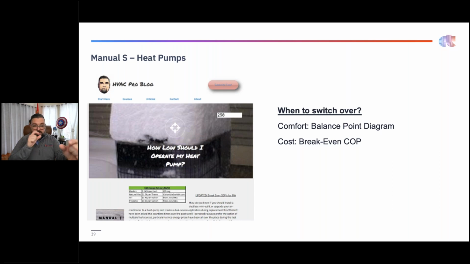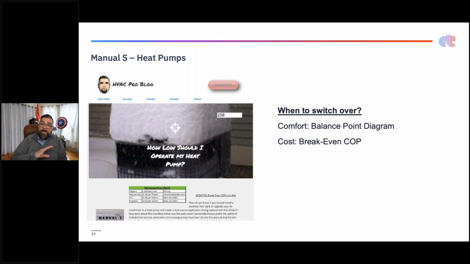You can type in or plug in your costs into that math, and you'll find out what's called the break-even COP. Keep in mind that COP is going to go down for that system as it gets colder outside. So at some point, it's less expensive to run that other fuel source. In Massachusetts, I just did this math January 1st for my manufacturer I work for. It's 42 degrees or colder for natural gas.